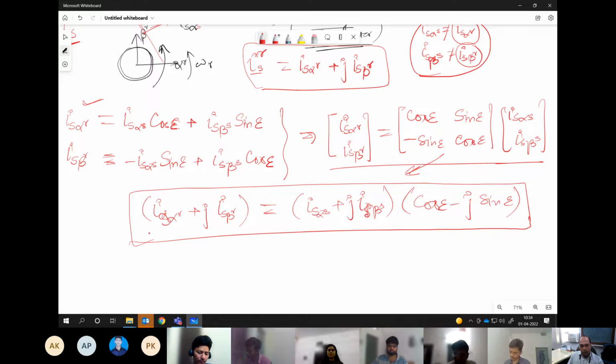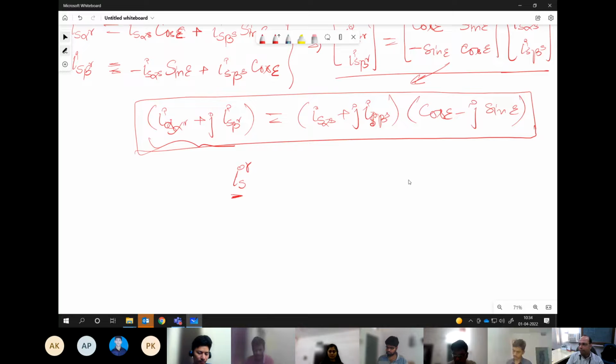Now, what is this vector? This is basically my IS referred to the rotor reference frame. Correct? In the compact form, we are writing that, right? You understand this? Yes, sir. And what is this vector? This is my IS vector in the native reference frame. And what is this? This is basically a unit vector which can be written as e raised to the power minus j epsilon.